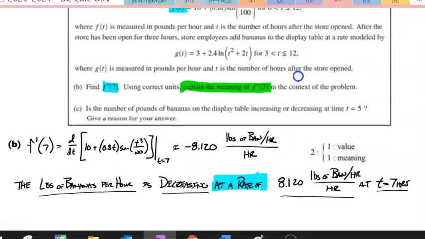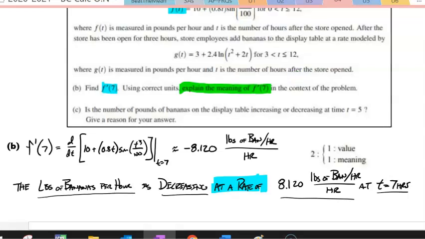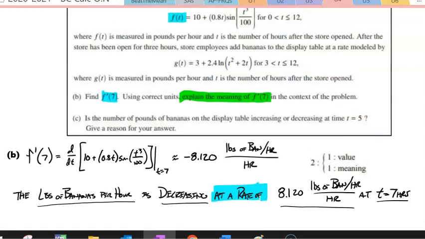F prime of 7 is negative 8.120 pounds of bananas per hour. Did you catch the units? F of t is measured in pounds per hour, and t is measured in hours. So interesting, the units here may be causing us a bit of an issue as we make sure that our units are correct as we're writing them in the problem. Hopefully you got that correct using the calculator.